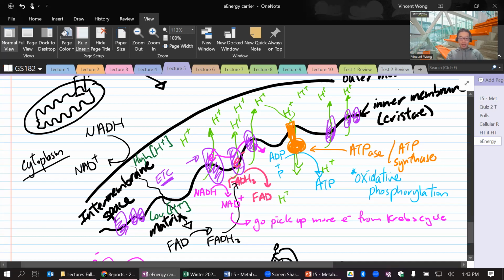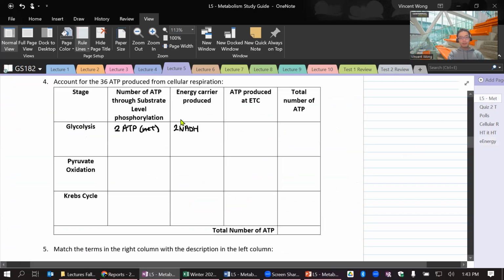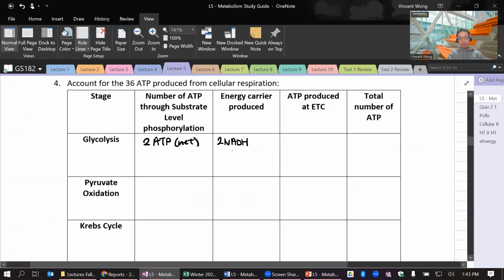Because of that extra step, instead of producing 3 ATP each, these are transferred to 2 FADH2 in the matrix. These are in the cytoplasm. The number of ATP produced is actually just 2 times 2, which is 4 ATP. So 2 ATP from substrate level phosphorylation plus the 4 ATP produced here, that's a total of 6 ATP.